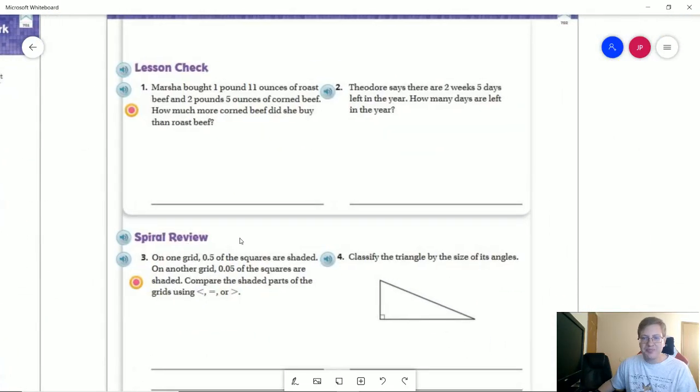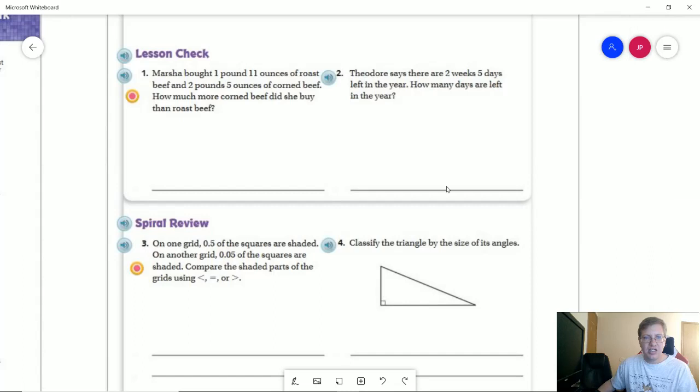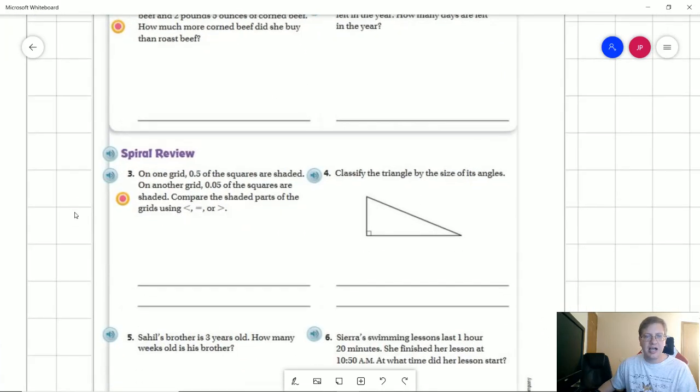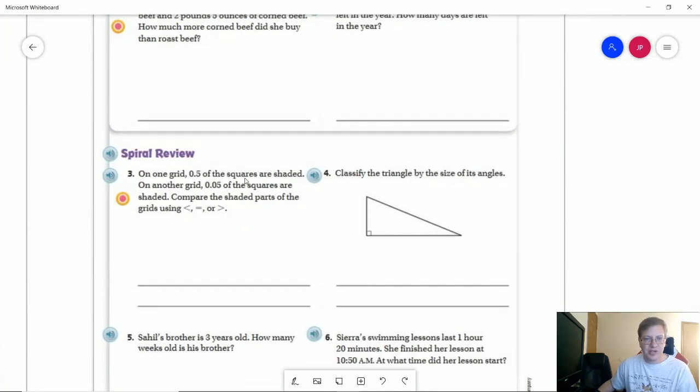On the back, let's see, I don't see anything too terribly confusing. Again, we're just working with conversions again. For number 3, we want to compare decimals. And so we worked on that a very long time ago. So think about what the relationship between 5/10 and 5/100 would be as you write a comparison using inequality symbols.